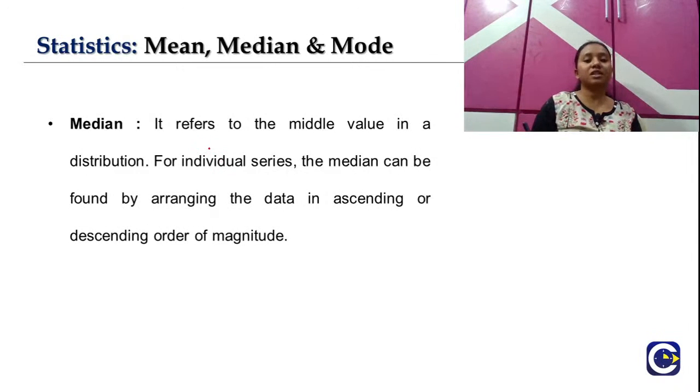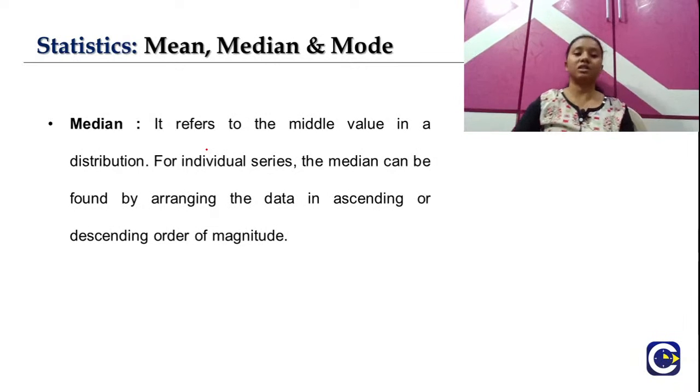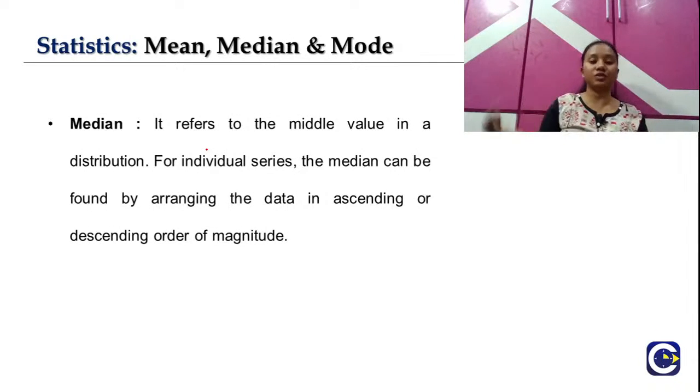So median is nothing but the middle value in a given distribution. Whatever the distribution can be, median always refers to the middle value of the given distribution. Right. So first let's talk about the individual series. How can we find the median?